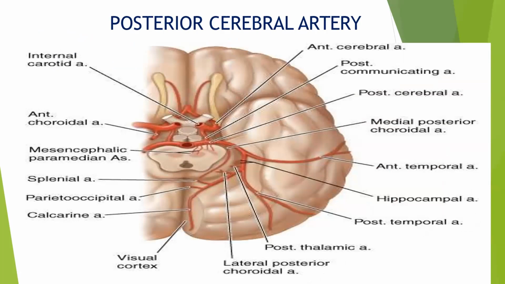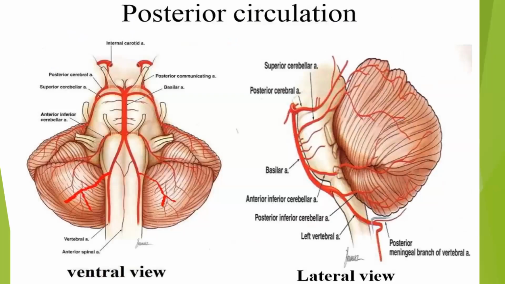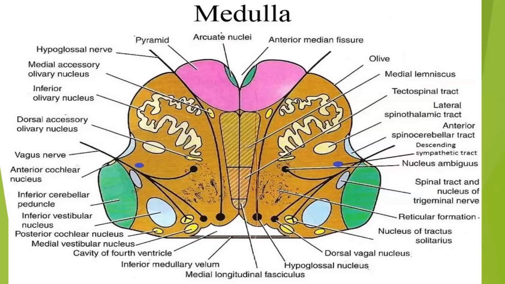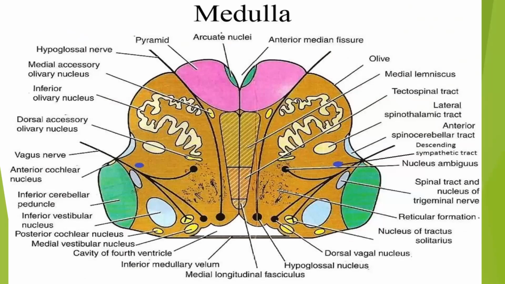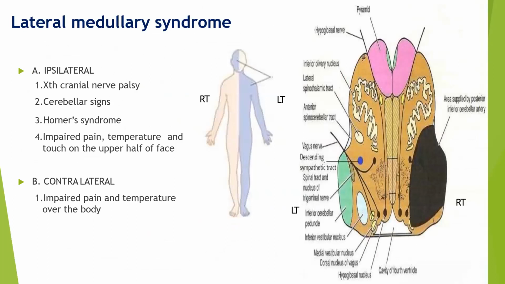Coming to the posterior circulation. I told you it's a huge thing. It includes the posterior cerebral artery, PCOM, vertebral artery, basilar artery, and PICA; all of this comes under posterior circulation. So this is the medulla. In the posterior circulation, the medial medulla may be affected, or the lateral medulla. When the lateral medulla is affected, it is called lateral medullary syndrome or Wallenberg syndrome.